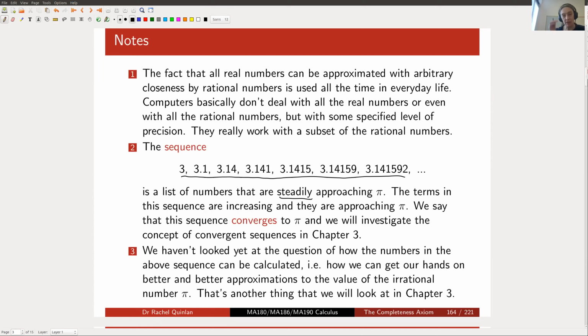Okay, there's no term in the list that's actually equal to pi, because every term is a rational number. Every term there is a truncated decimal, but the further out you go, the nearer to pi you get, and you can get as near as you want to pi by traveling far enough out along this list.